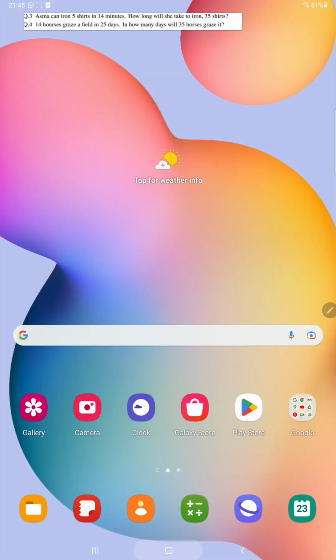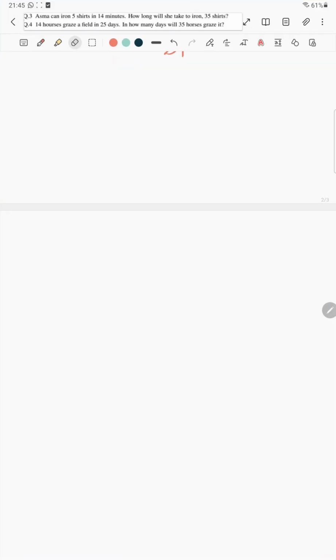Asma can iron 5 shirts in 14 minutes. So we have shirts and time: 5 shirts in 14 minutes. How long will she take to iron 35 shirts?